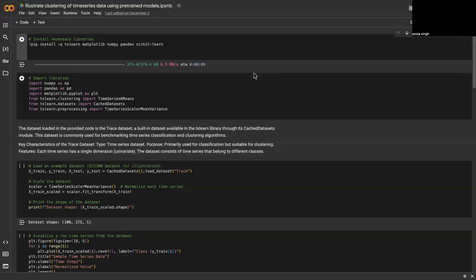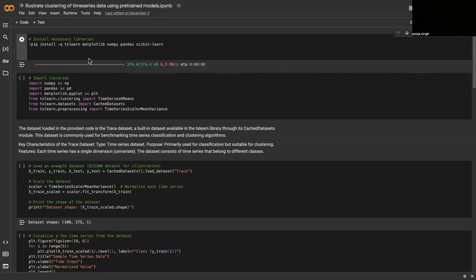This notebook demonstrates time series clustering using the tslearn library with the built-in trace dataset. The workflow includes loading the trace dataset and normalizing it for consistency, and then applying the time series K-means algorithm with dynamic time warping (DTW) as the distance metric, and then visualizing the clustered time series and evaluating the results.